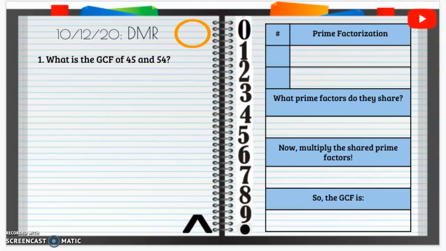October 12th, 2020 Daily Math Review. Number 1. What is the GCF, or greatest common factor, of 45 and 54?